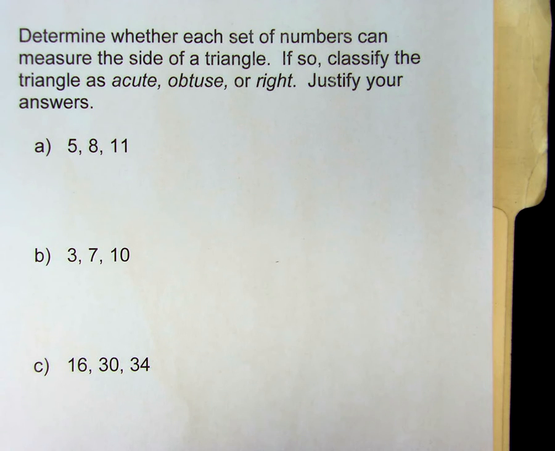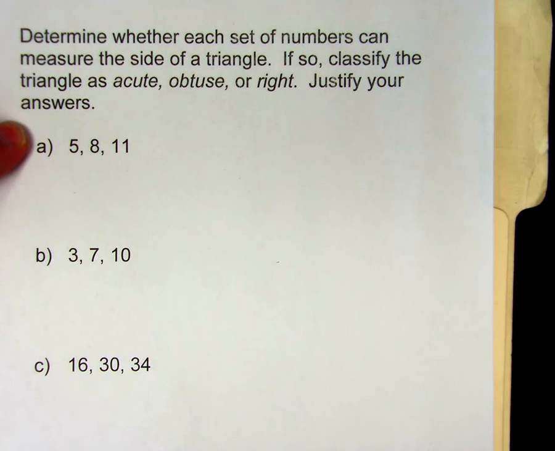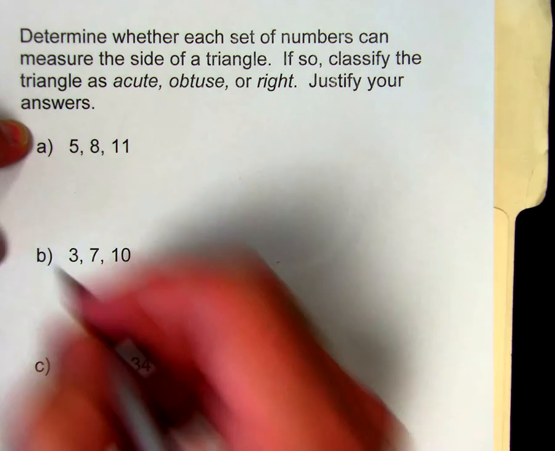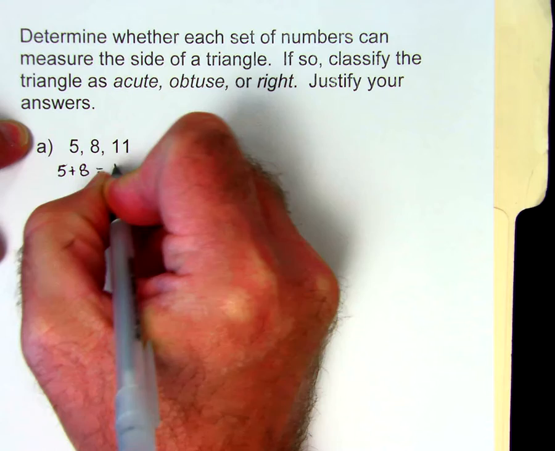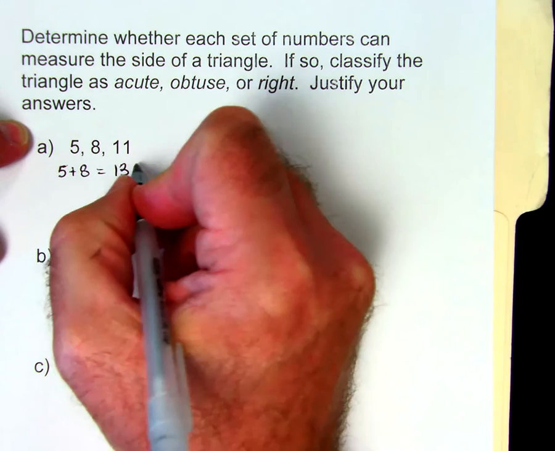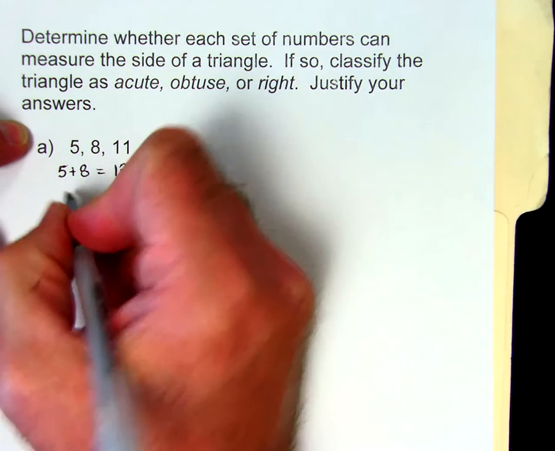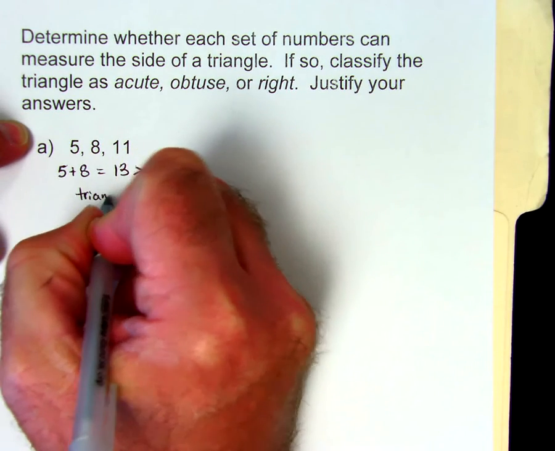So, first of all, will those three sides even be a triangle? And if so, let's determine what kind. So, on A here, we have lengths 5, 8, and 11. First of all, we just check. 5 plus 8 equals 13, and that's greater than 11. So, we do have a triangle.